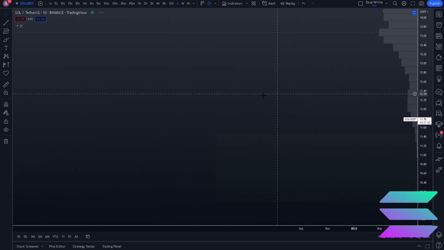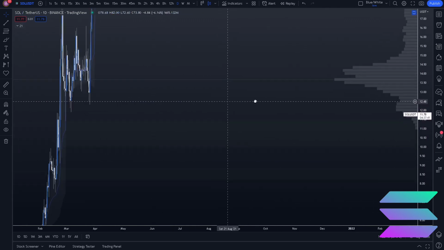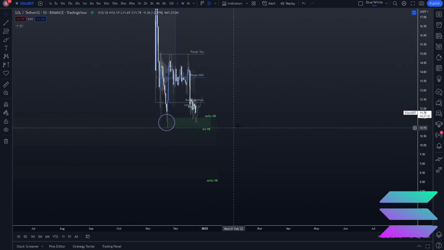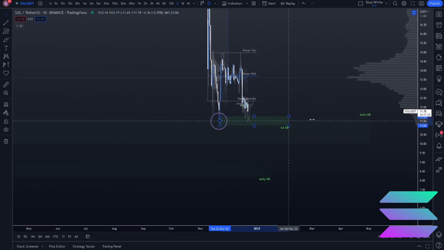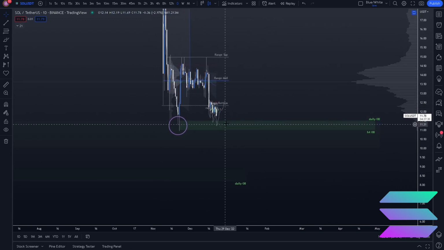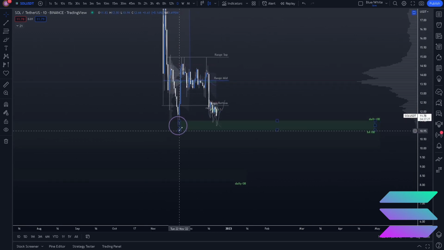So we'll go back to the daily. We'll also be tapping into this daily order block right here. So this definitely is the level that I would look at, and tapping into this daily order block plus this 4 hour order block would be pretty high confluence, as we had a pretty large wick here on the daily.